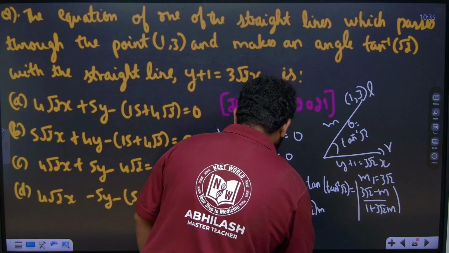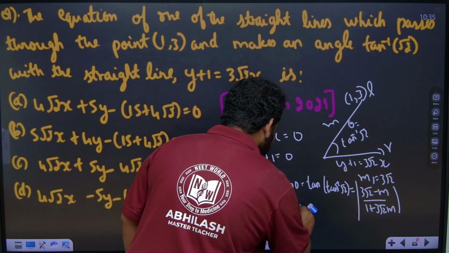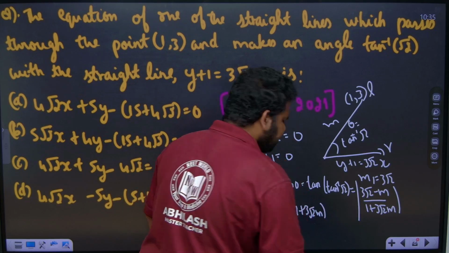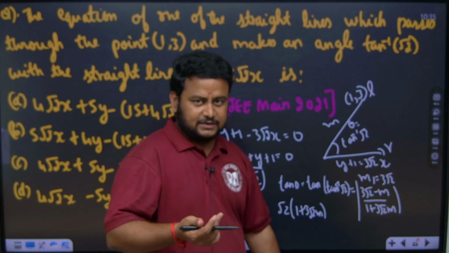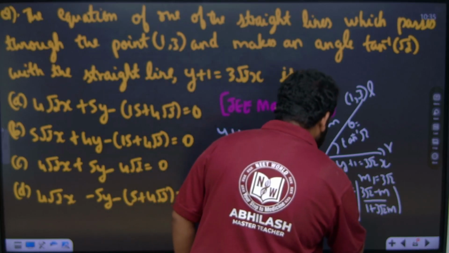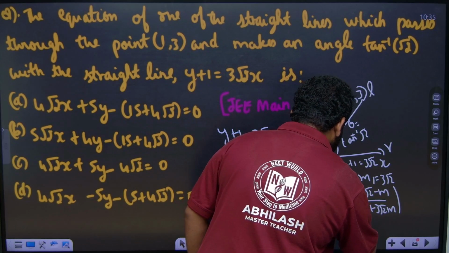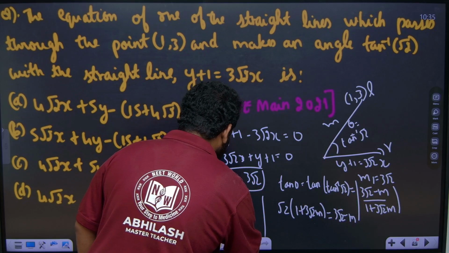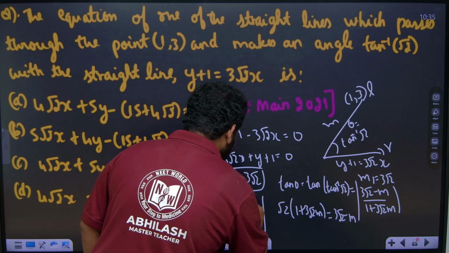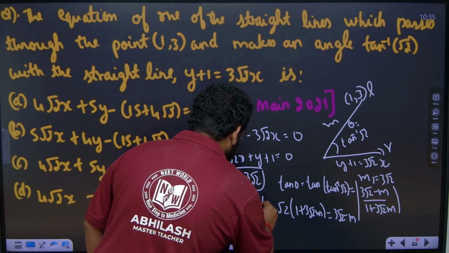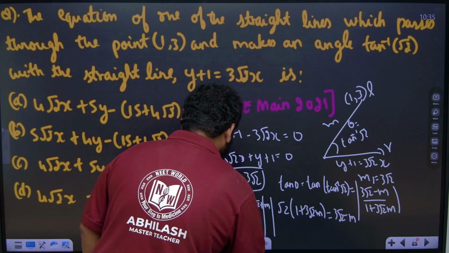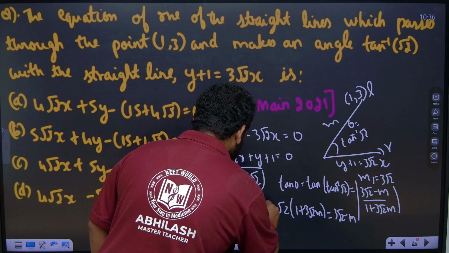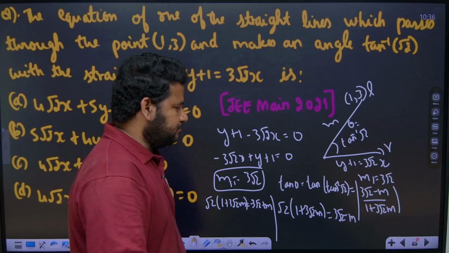I always told you that while removing the modulus sign you should take plus or minus. So this will become 3 root 2 minus m equal to root 2 into (1 plus 3 root 2 m), and the other case is root 2 into (1 plus 3 root 2 m) equal to minus 3 root 2 plus m. This much we got.